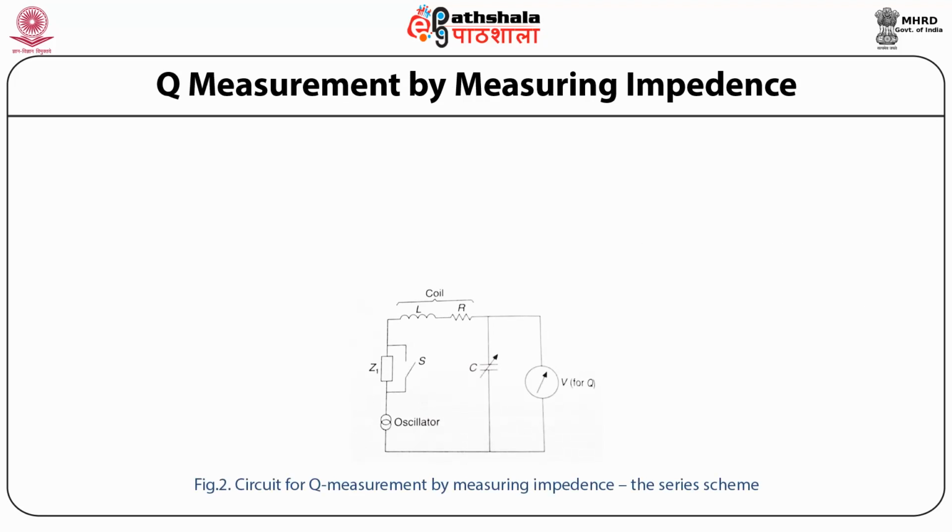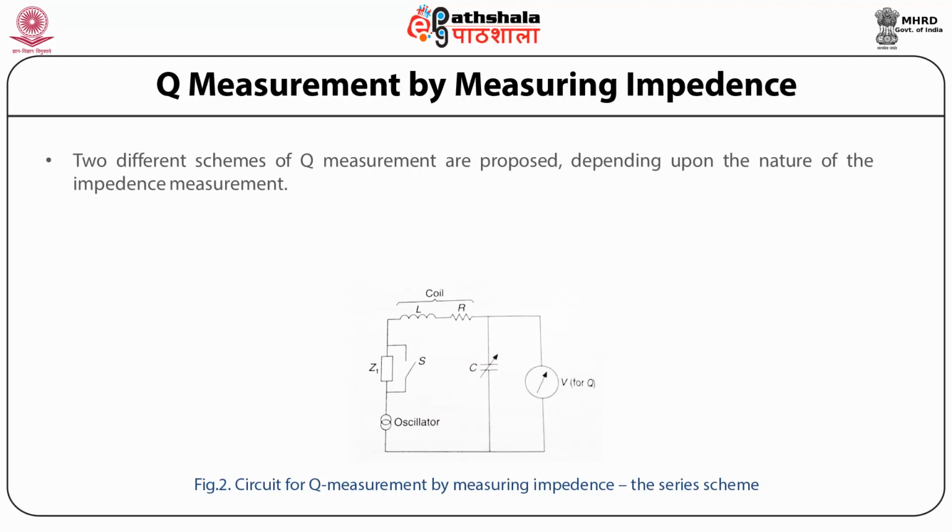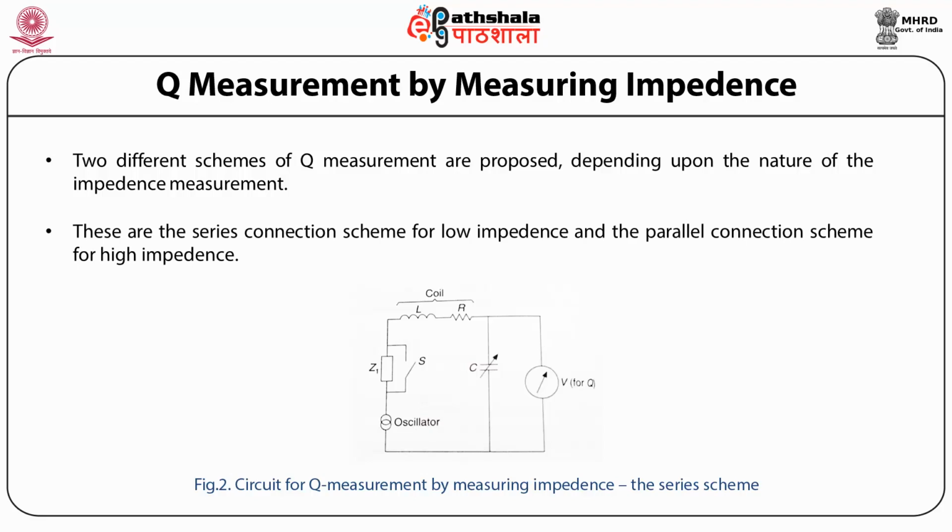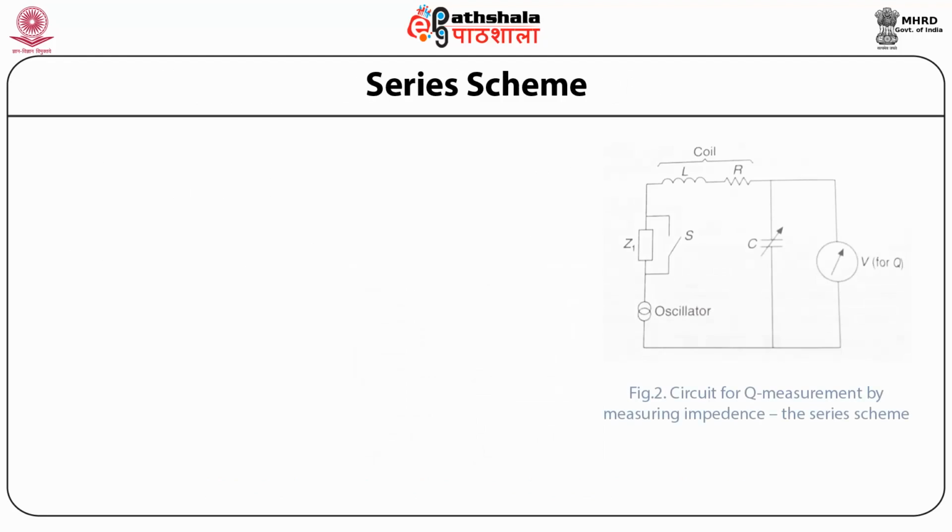Now students, let us study the Q measurement by measuring impedance. Two different schemes of Q measurement are proposed depending upon the nature of the impedance measurement. These are the series connection scheme for low impedance and parallel connection scheme for high impedance. First of all, let us consider the series scheme.